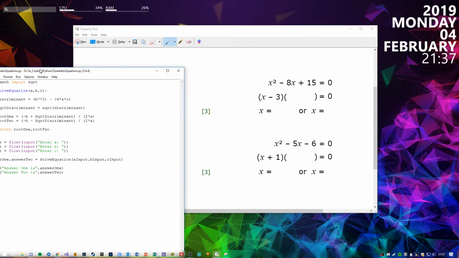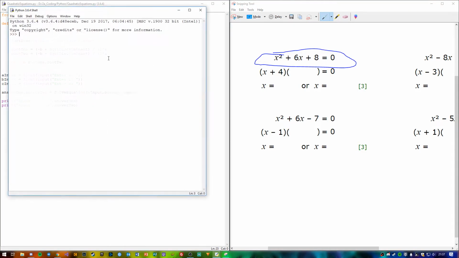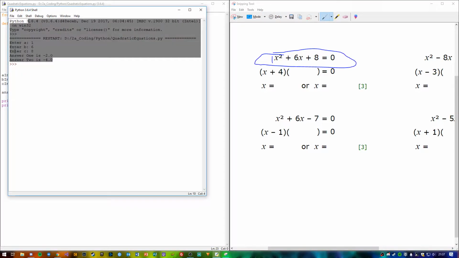So we're going to pass in one of these equations. I'll do this one here first. So we're going to give it 1x squared. Just imagine there's a 1 there because there's nothing there, so you know there's one of them. So 1 for a, plus 6x for b, and plus 8 for c. And it's going to give us the answers.